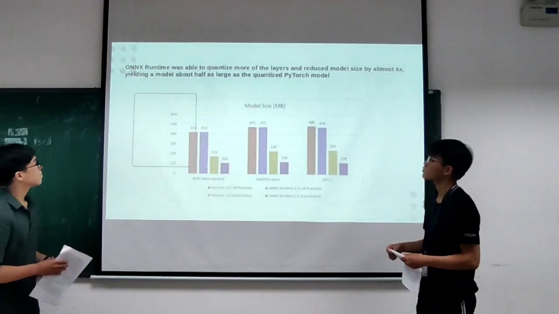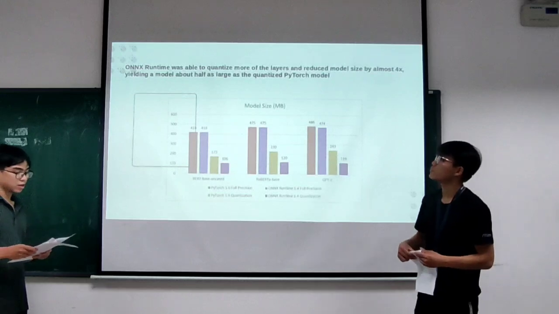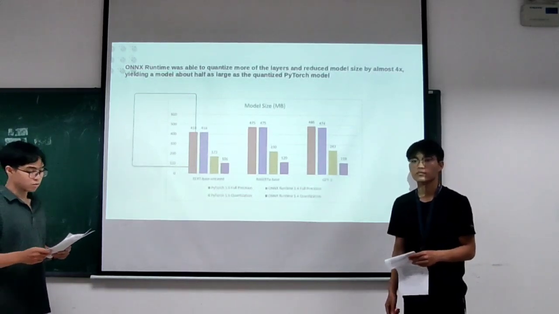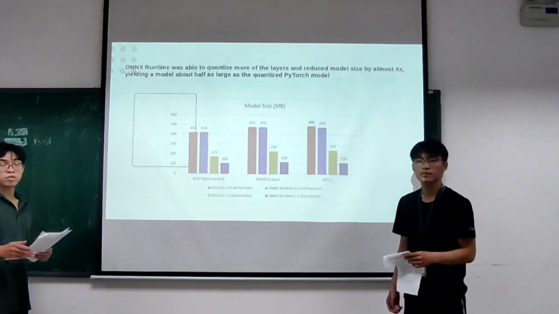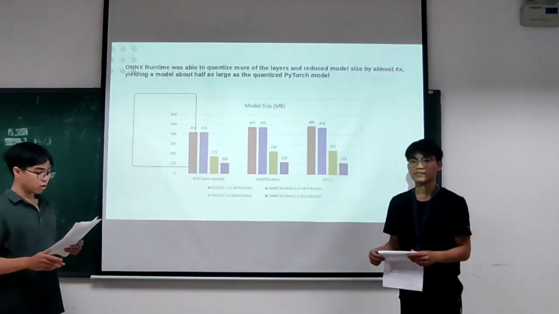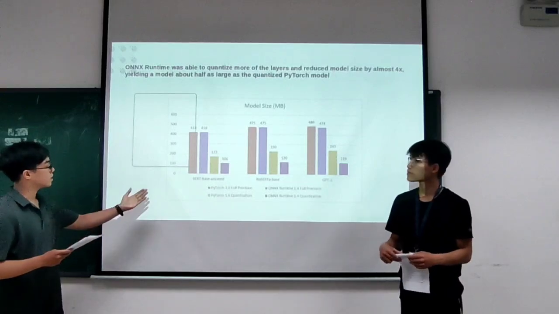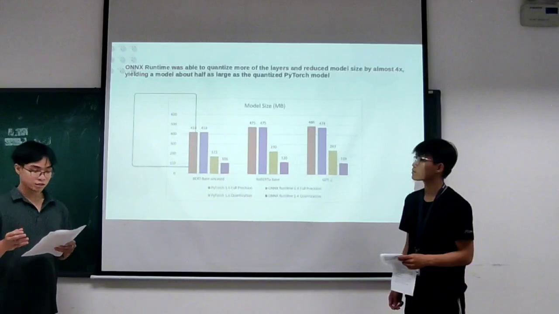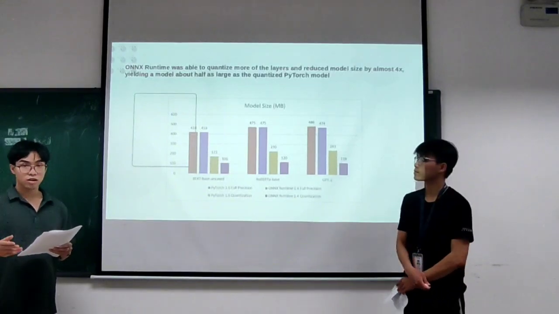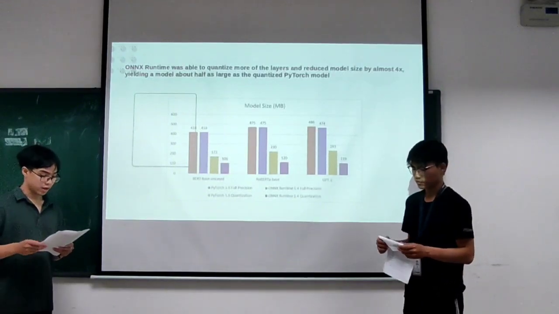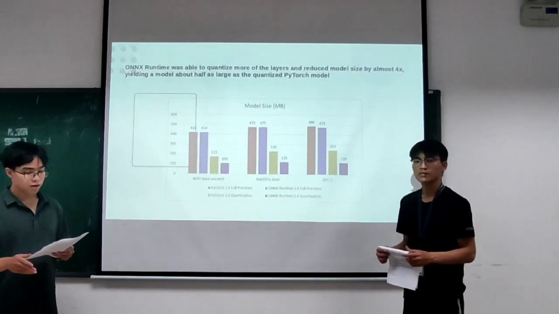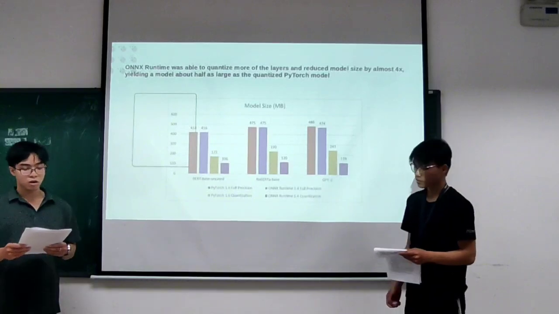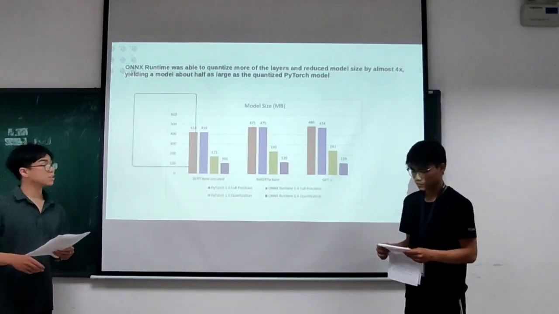As a result, after converting the original Python full precision float model to ONNX full precision float format, the model size was almost the same as expected, and you can see. Then we apply the respective 8-bit integer quantization process on both models. The result is ONNX Runtime was able to quantize more layers and reduce model size almost 4 times, yielding a model around half as large as the quantized Python model.